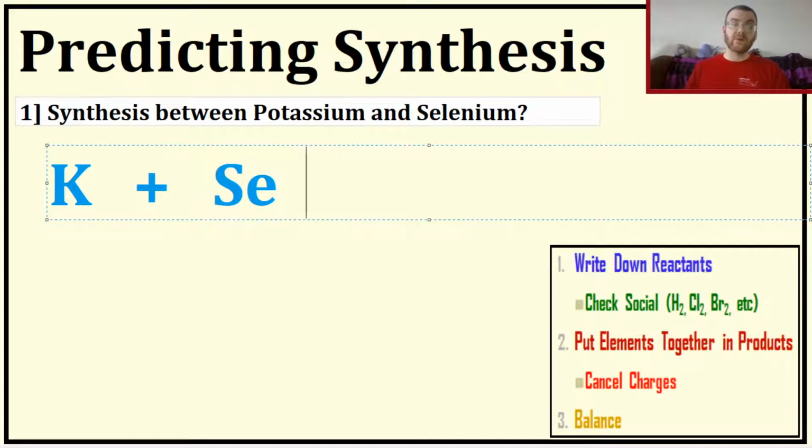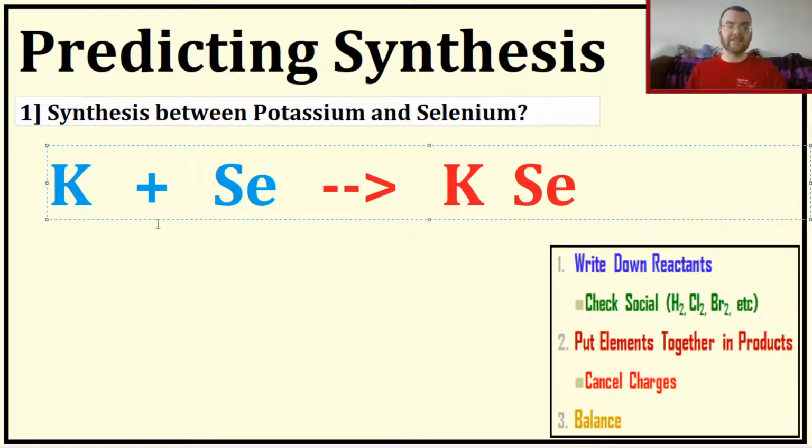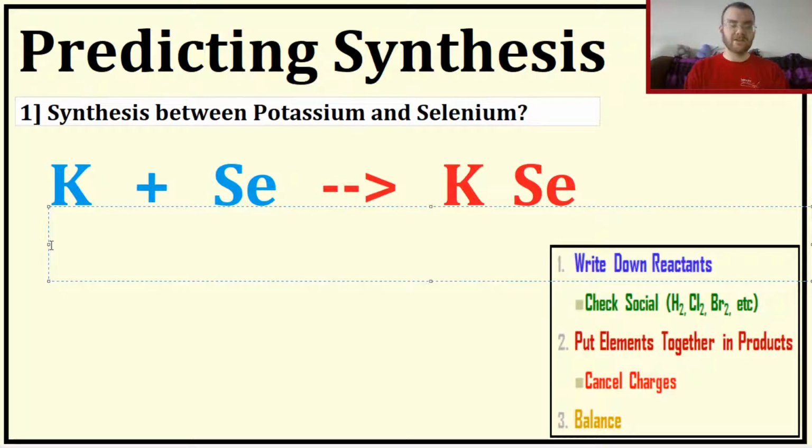Now there's only one product that's going to be here when it comes to our synthesis reactions, so we're going to put both potassium and selenium together. But in order to do that, we need to know how many of each we're going to have. So I'm going to have my potassium and selenium set, but to determine how many of each, I need to look at charges.